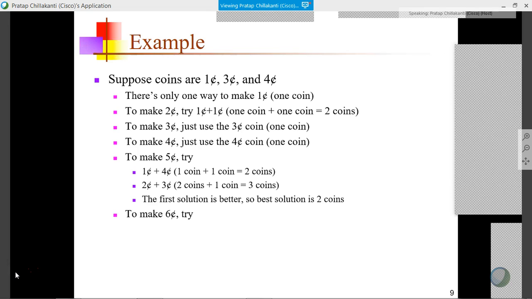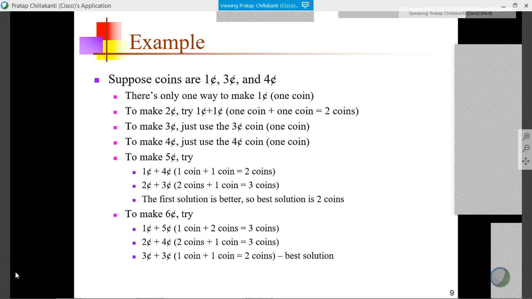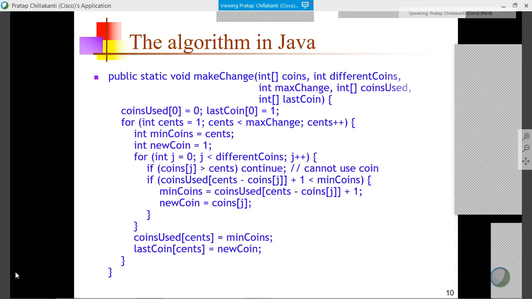Okay. So now to make 6 cents, what is the best way to make 6 cents? Visually, 3 plus 3, right? With 2 coins, I can make 6 cents. If I do 1 plus 5, it's 3 coins. 2 plus 4, 3 coins, like that. 3 and 3 is the best solution. Now, I'm going to skip the Java algorithm for now.